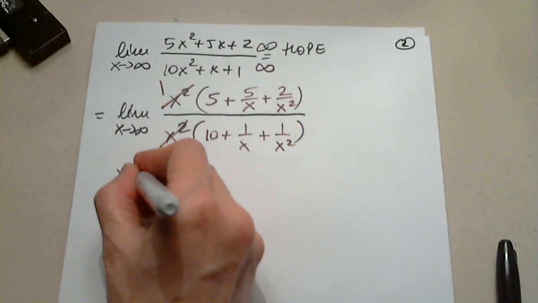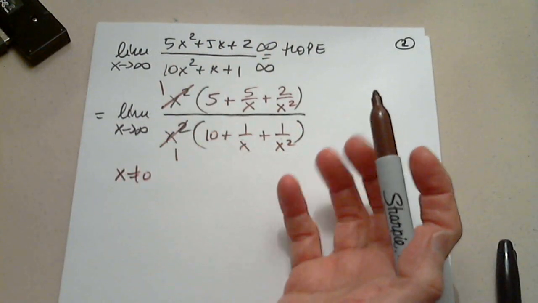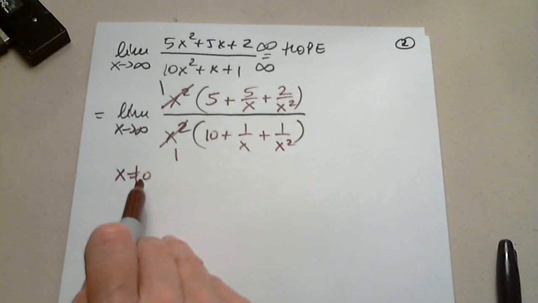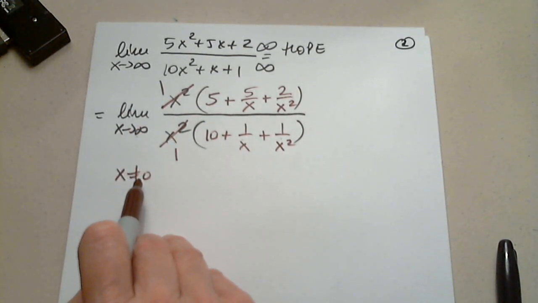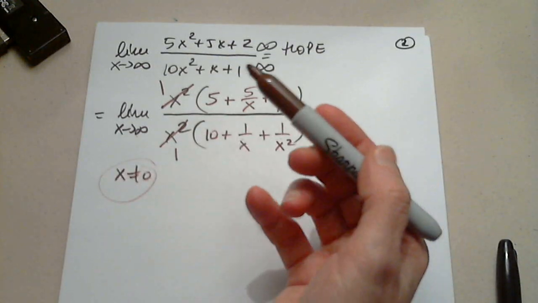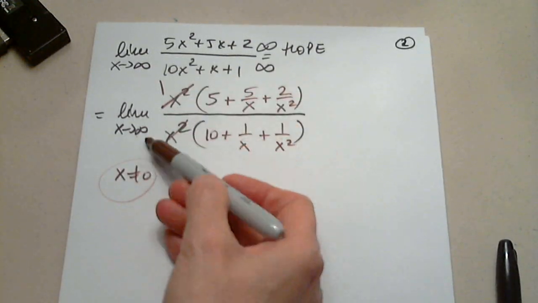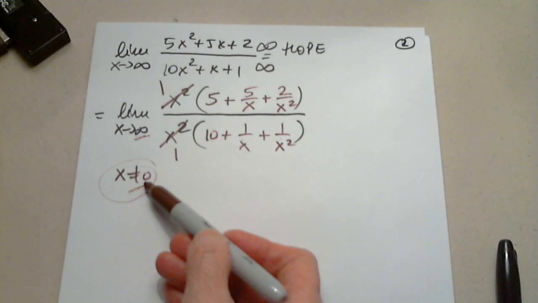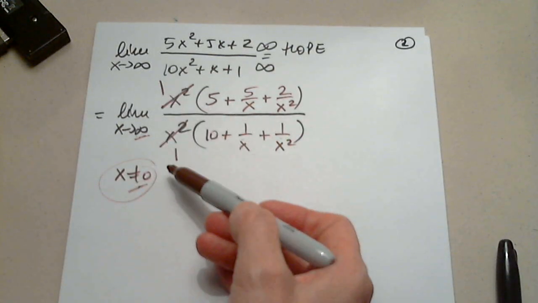Do I have to write that x not equals 0? No, because x approaches infinity. It's so far away from 0, I cannot even see it. You can write it if you want, because otherwise we can't simplify, but we're talking about infinity. It's so far away from 0. So I'm allowed to simplify.